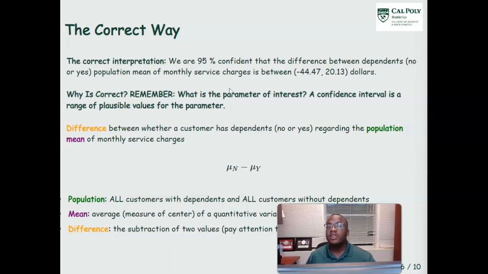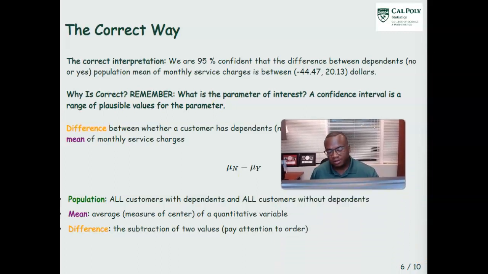It's important for you to note that the difference is whether a customer has dependence, no or yes, regarding the population mean of monthly service charges, mu N minus mu Y. And it's also imperative to be cognizant of the population of interest: all customers with dependence and all customers without dependence. We're looking at two independent groups.